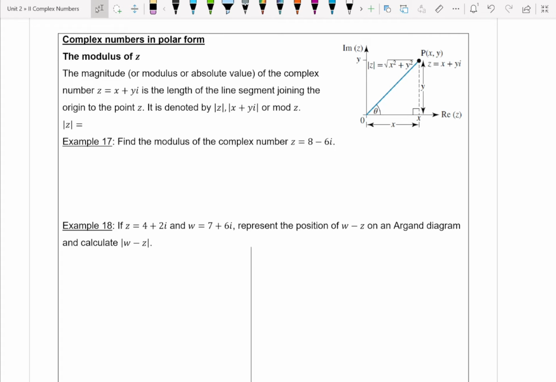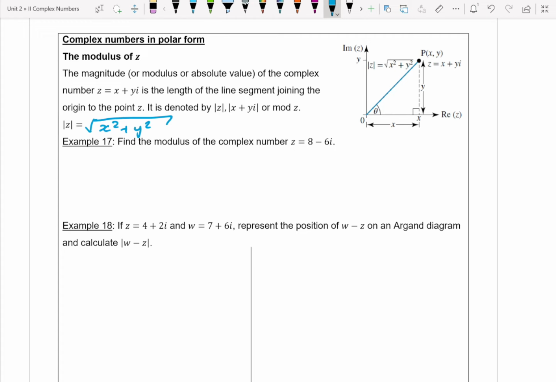It's denoted by |z|, which is the absolute value of x plus yi, or mod z, and so it's going to be the square root of x squared plus y squared. That, of course, comes from the fact that this makes a right-angled triangle. Our imaginary component is y, our real component is x, so the distance of this line using Pythagoras is going to be the square root of the sum of the squares of the remaining two sides.